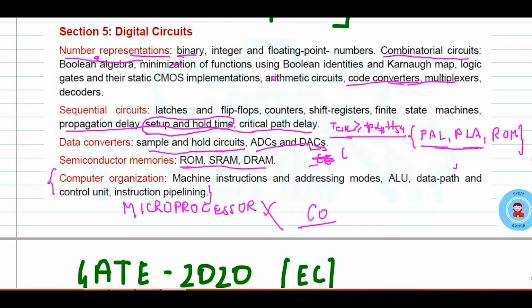Now I'll tell you one thing. Actually, the syllabus that is written inside this is not organization. This is actually computer architecture. So this is basically talking about computer architecture. The main part of the syllabus, what they have written: machine instruction and addressing modes, the ALU, the data path, the control unit, the pipelining of instruction, all this becomes a part of computer architecture and not organization.